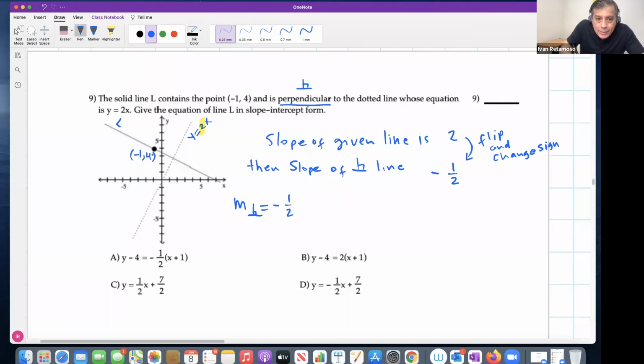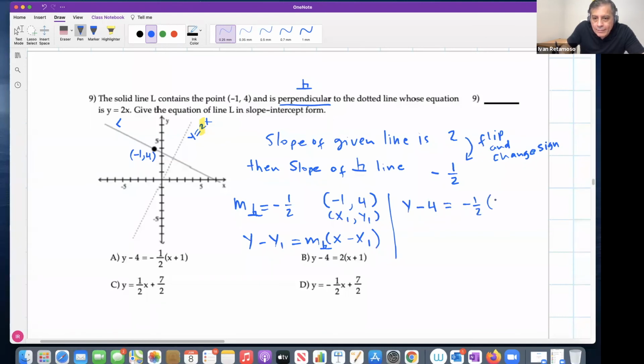Now you have a point. What point, Professor? This guy, -1,4. So use that point for your point-slope form, for the equation of this line. And that should be it, because this will be y minus y1, which is 4, equals the slope, negative 1/2, times x minus -1, right?